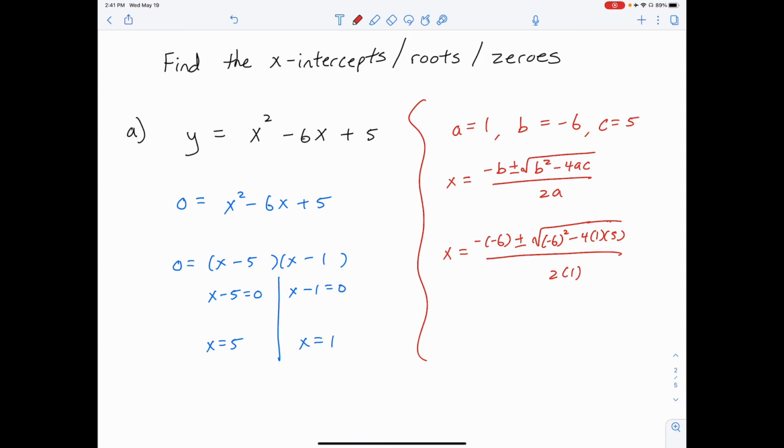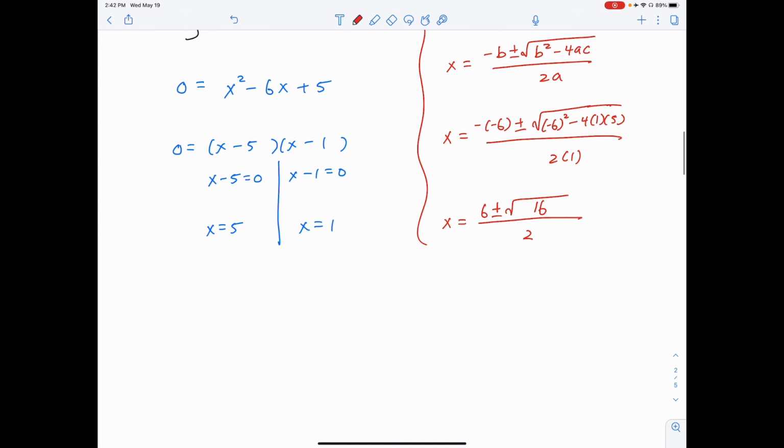Otherwise, if you want to show your work to double check, ideally what I recommend is doing the following. So we've got a double negative on 6, so that's positive 6 plus or minus. And ideally, you want to figure out what's in the square root. The bottom, 2 times 1, is just 2. If we take our calculator here, underneath the square root, we have 36 minus 20, so that gives us 16. So this will help you check if you're doing this correctly.